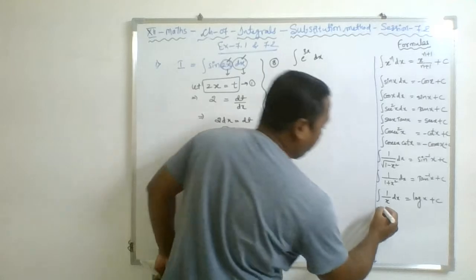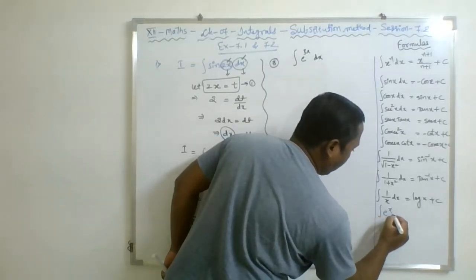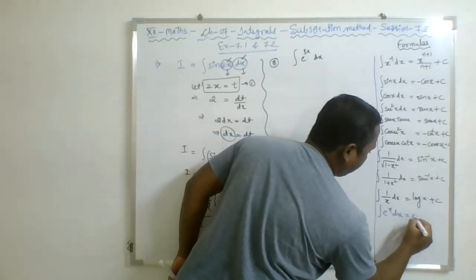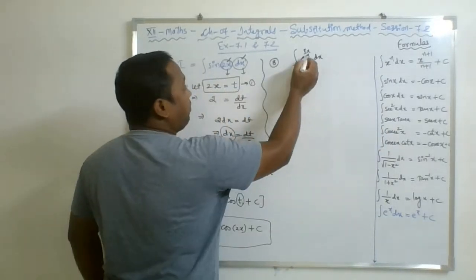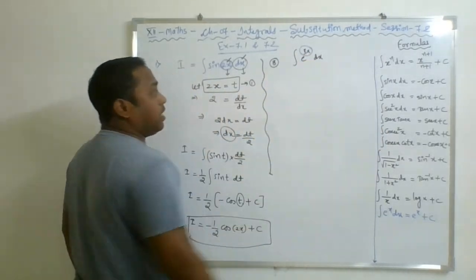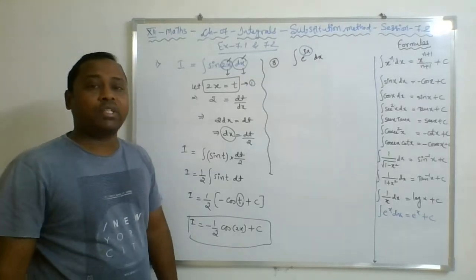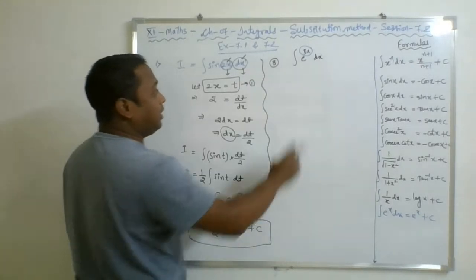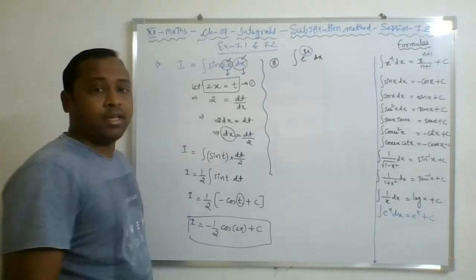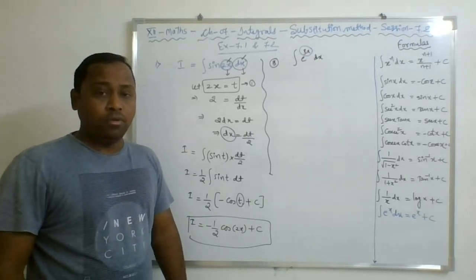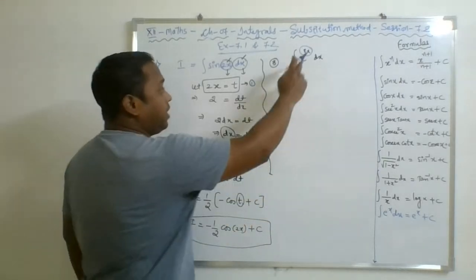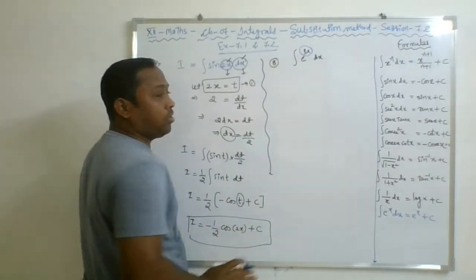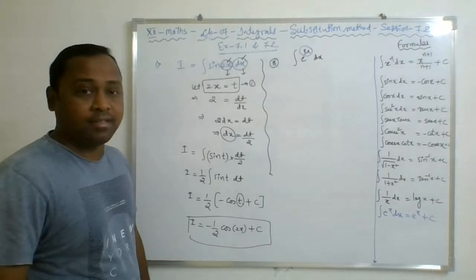we have the formula of e power x dx, the integral is e power x only. But we have 3x in place of x, which we call a function of a function. And the derivative of 3x is a constant. So hence we can assume 3x is equal to t. If the derivative of any function is a constant, you can simply assume it as t.